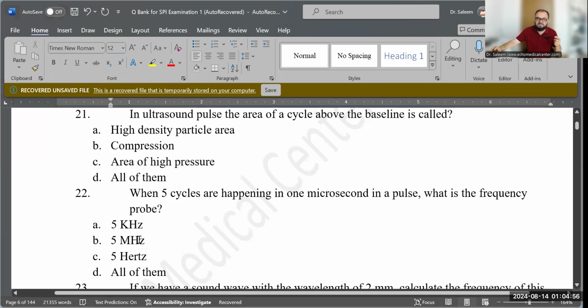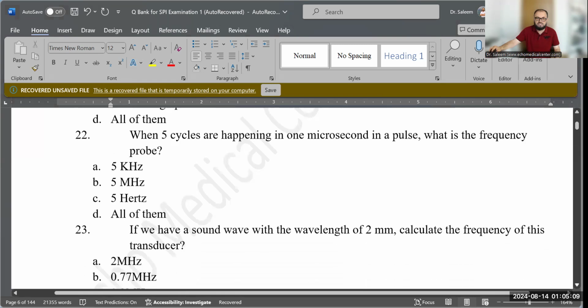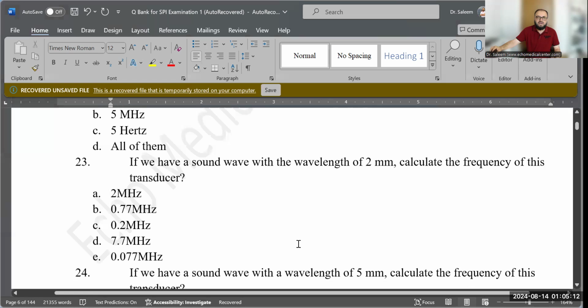Absolutely, you're right. It's 5 megahertz, because 5 cycles are happening in 1 microsecond, because the microsecond will choose the unit for the frequency. Good job. And let's see the next question. The next question is, if we have a sound wave with a wavelength of 2 millimeter, calculate the frequency of this transducer. Now, the options are 2 megahertz, 0.77 megahertz, 0.2 megahertz, 7.7 megahertz, 0.077 megahertz. What do you think? Which one will be the correct answer?